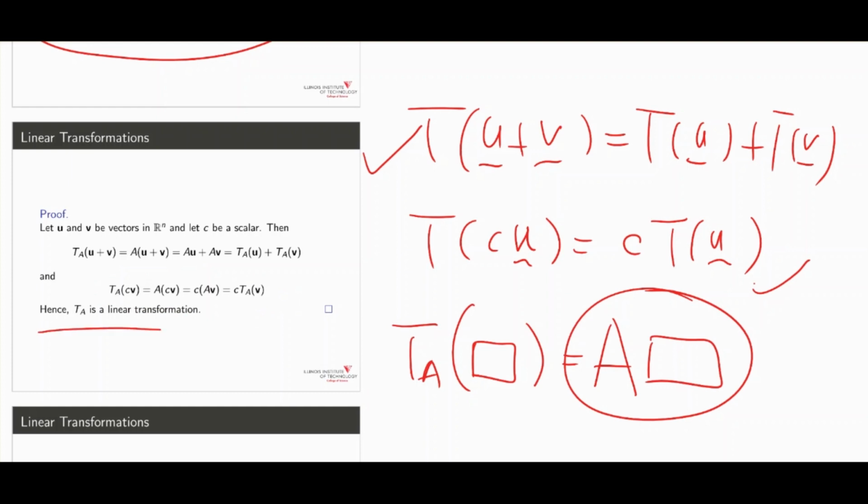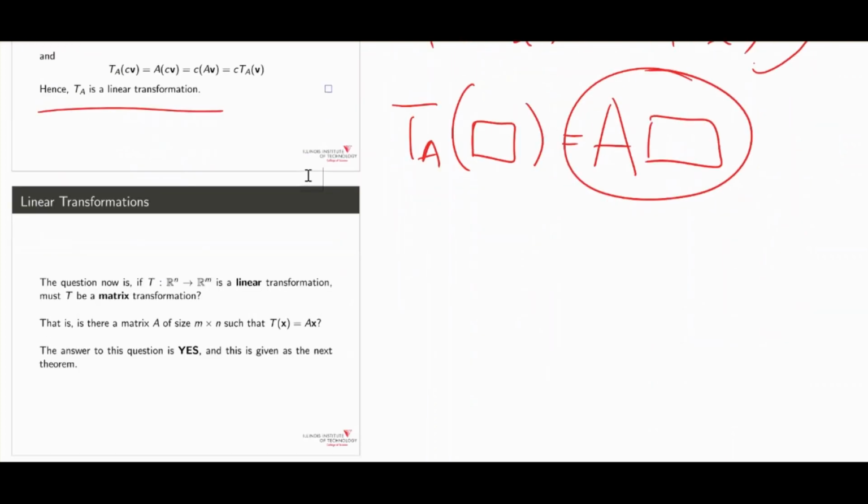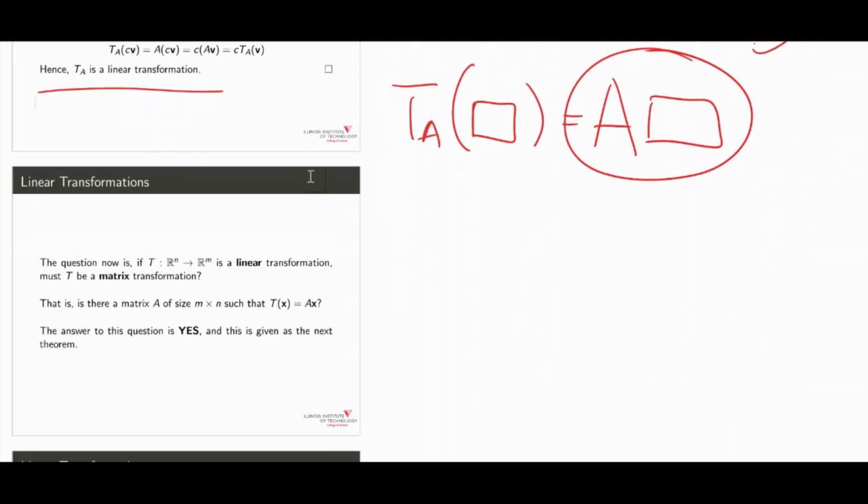So therefore, you can see that a matrix transformation is a linear transformation. That's pretty straightforward. A matrix transformation is a linear transformation. Okay, so that's pretty straightforward. Okay, so the question, that's the interesting part now.